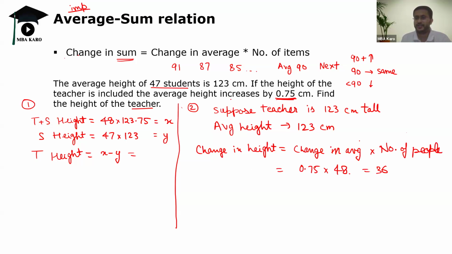Is it a positive change or negative? Here the average is increasing. So 36 should increase. Now we will add 36 to 123. The total will be 159 centimeter.